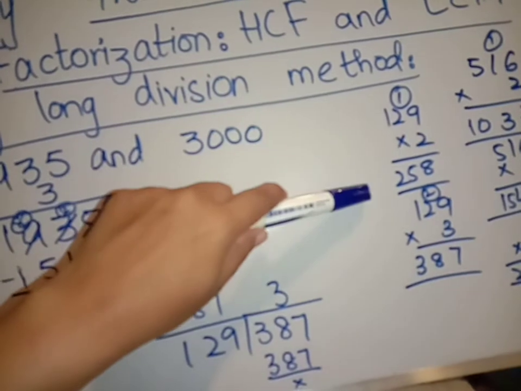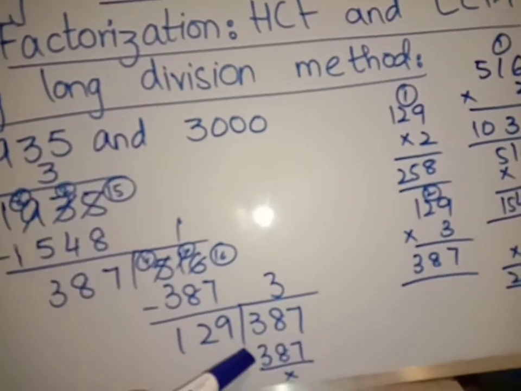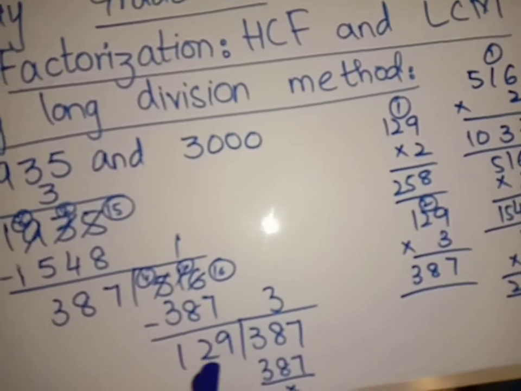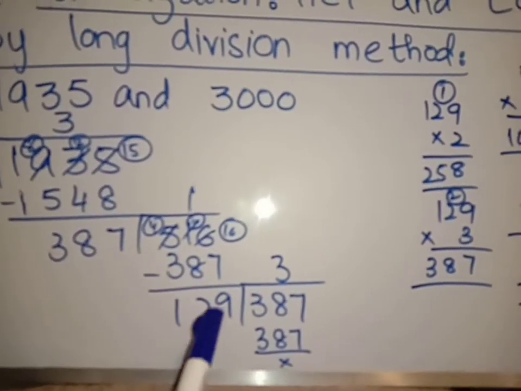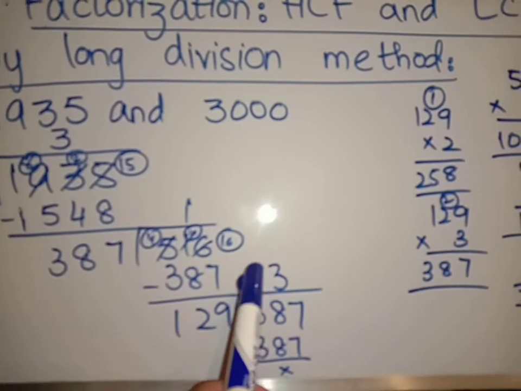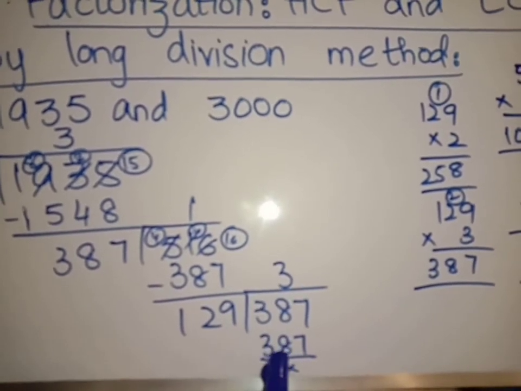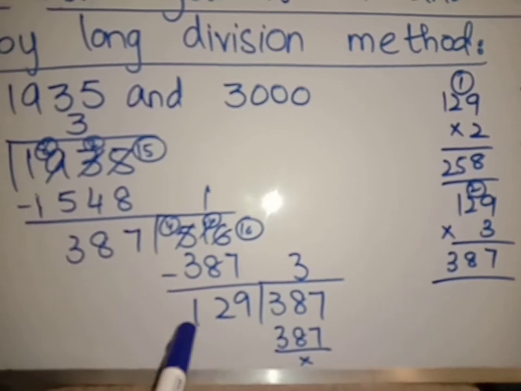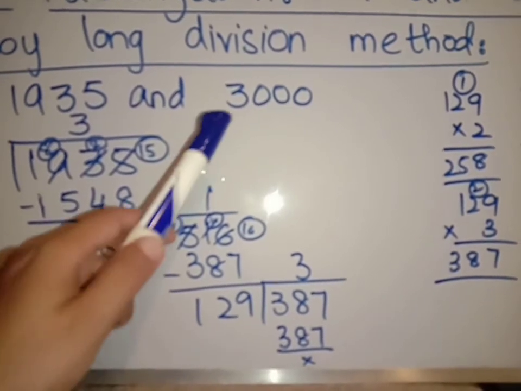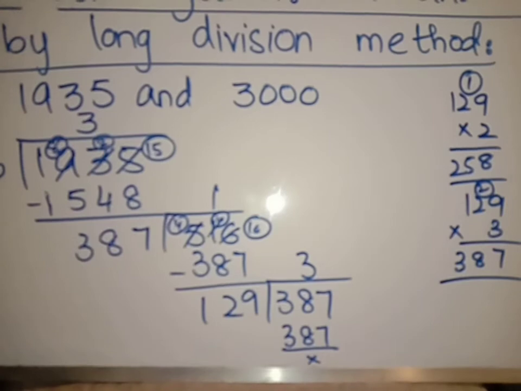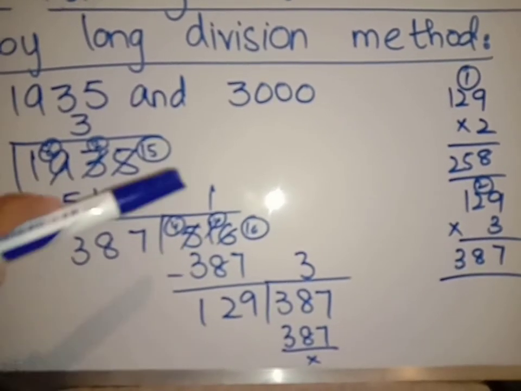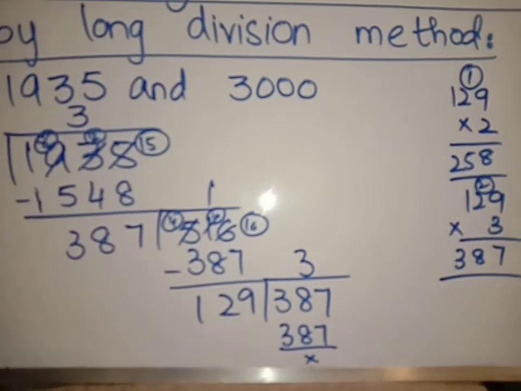129 times 2, 258, which is less than 387. 129 times 3 will be 387. So in the third time we got 129 multiplied by 3 is equal to 387 and the remainder is 0. So 129 will be the first answer, which will be divided by 3000. So you have to find out the answer or the HCF by long division method in our last term.